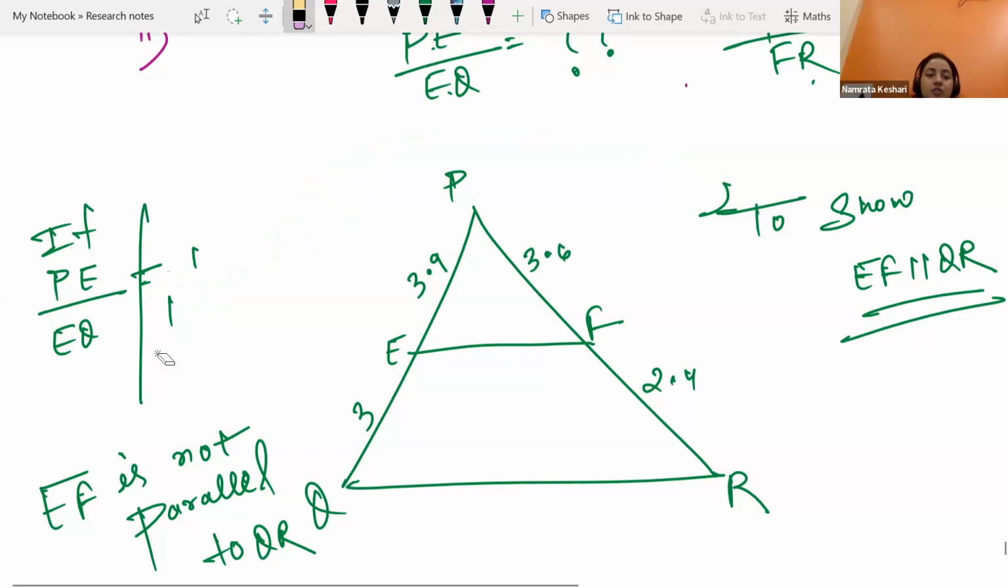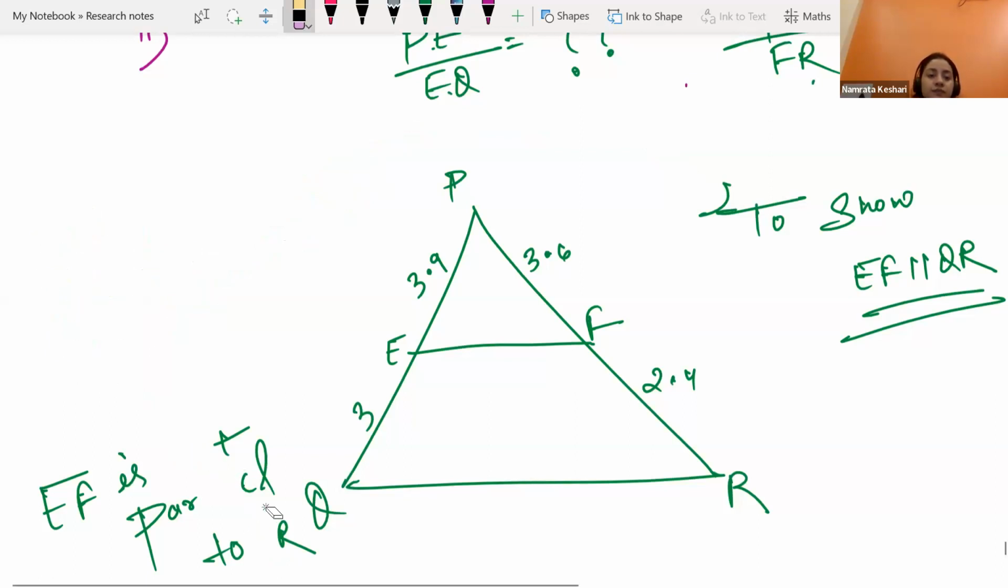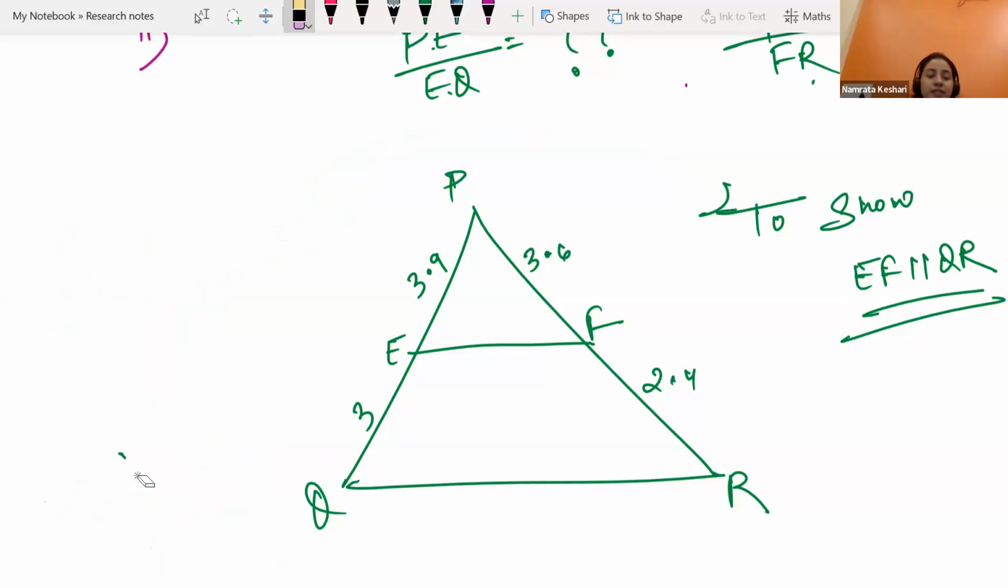Please check whether the ratios are same or not. Check it out. PE by EQ, is it same as PF by FR? I am showing over here that if we are having a decimal number, how to deal with that.